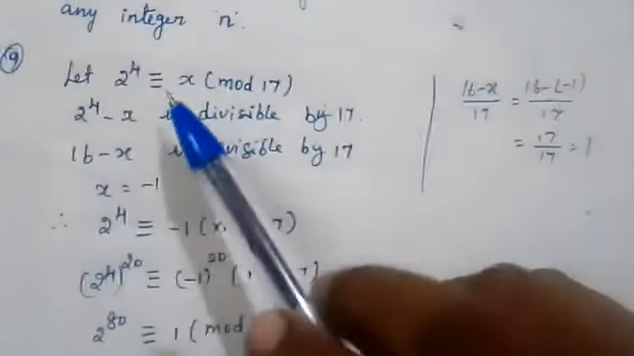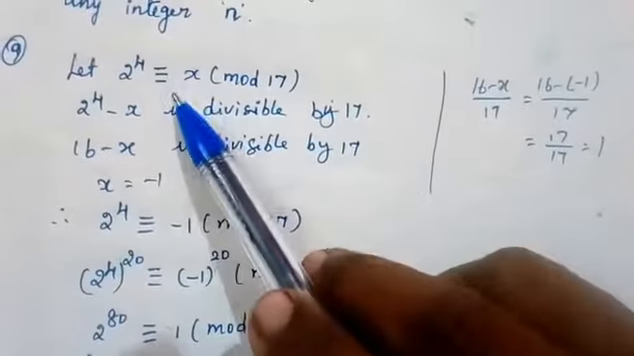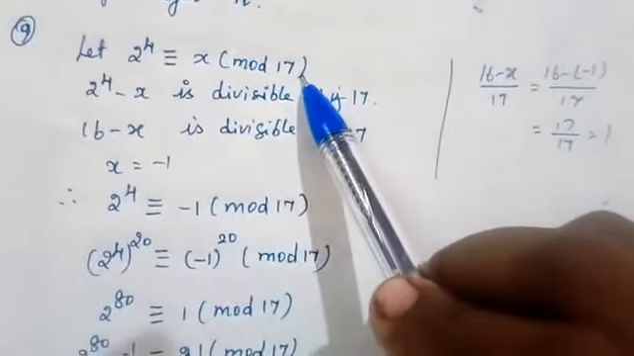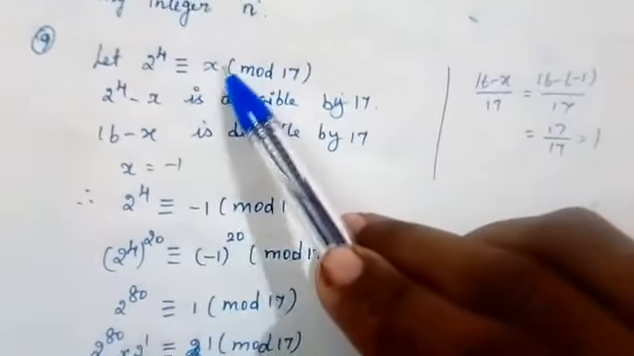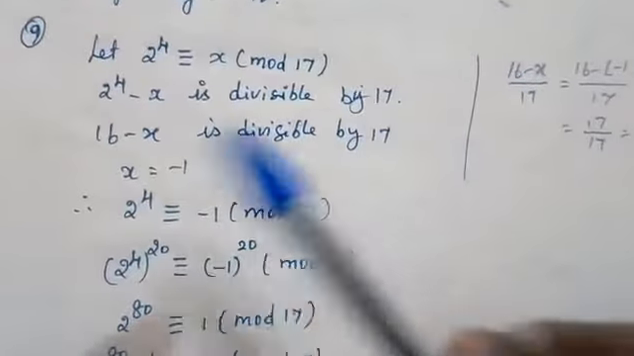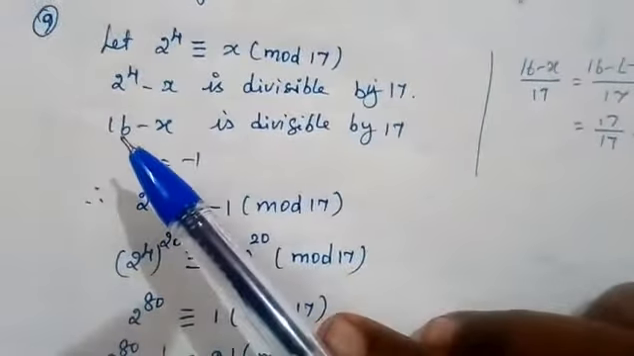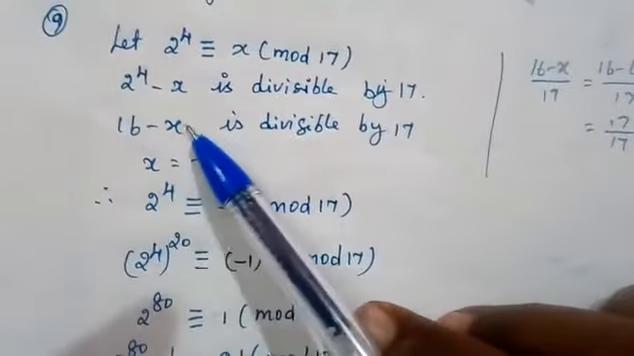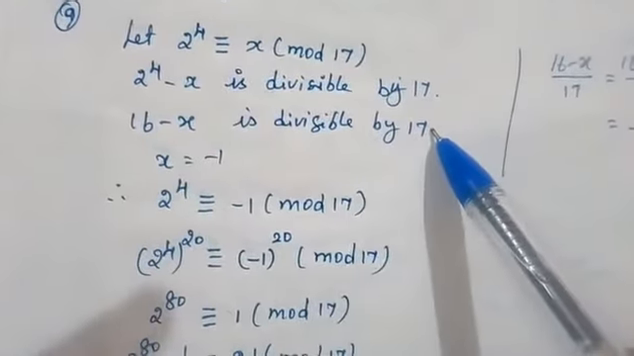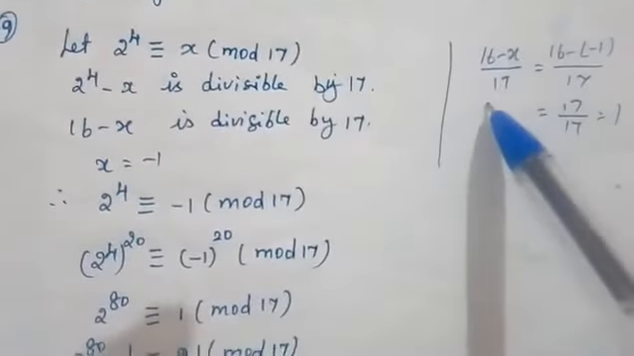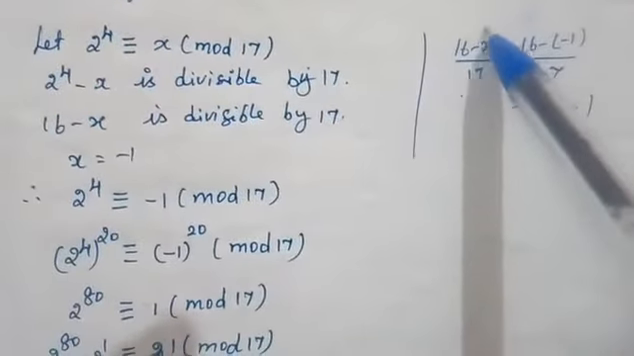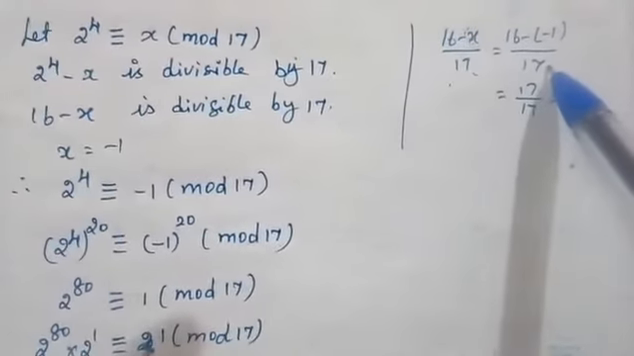Let us consider 2 power 4. Let 2 power 4 be congruent to x modulo 17. By the definition, 2 power 4 minus x is divisible by 17. The value of 2 power 4 is 16, so 16 minus x is divisible by 17. What value should we substitute for x so that it is exactly divisible by 17?